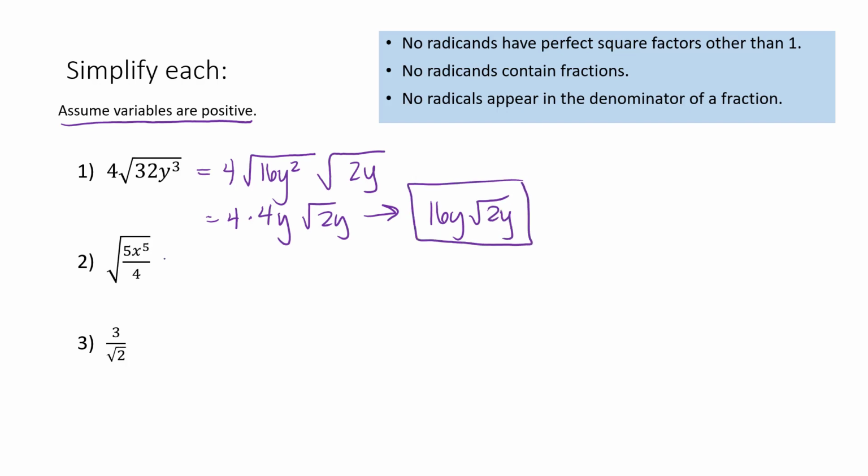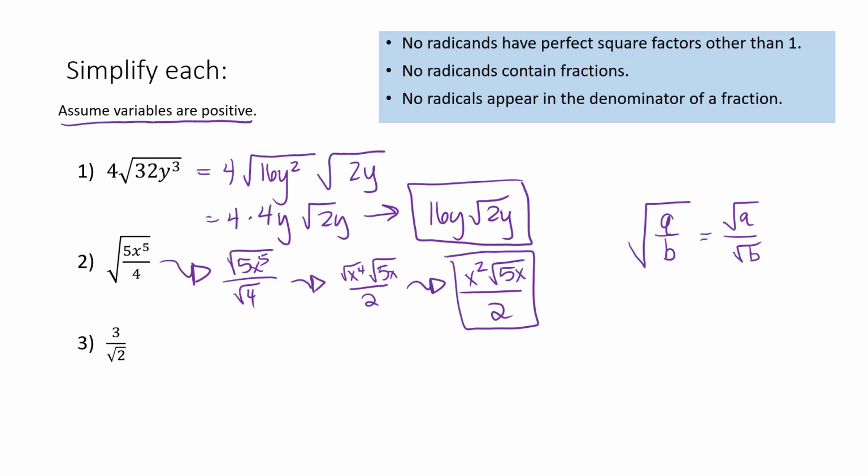All right, for this next one, we cannot have a square root in the denominator. We get this nifty property of square roots, that if we have the square root of a over b in a fraction like this, you can actually break that up. And so I'm just going to do that here.